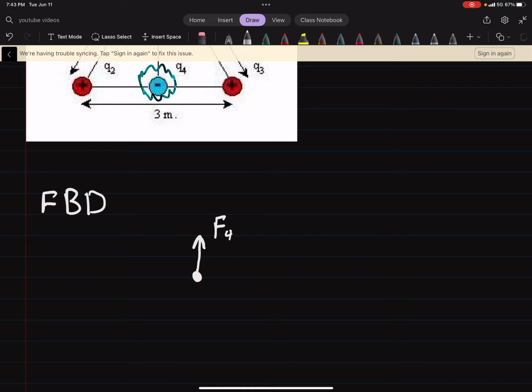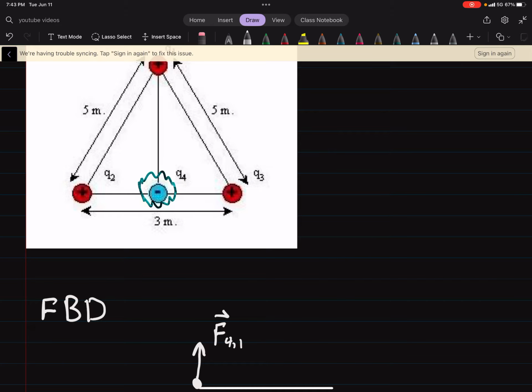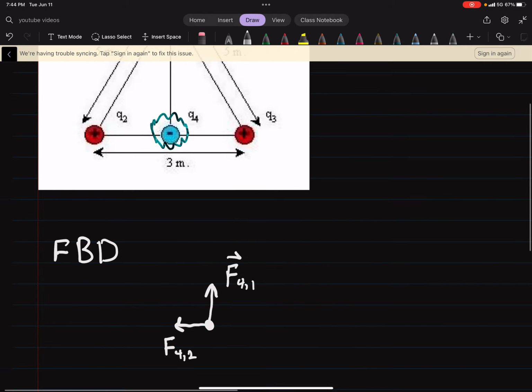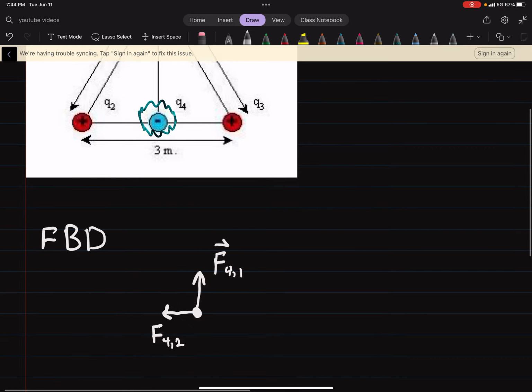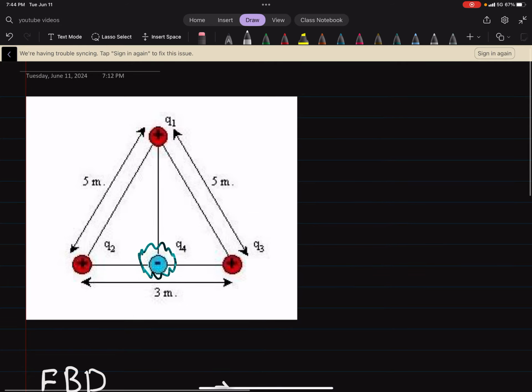Force of 4 onto 1. Q2 is also a different charge, so it's going to attract it. So this will be F 2 on 4. And again, the third charge will also attract it. So this is F 4 3, or however you want to denote it. Some people have different ways to denote it.